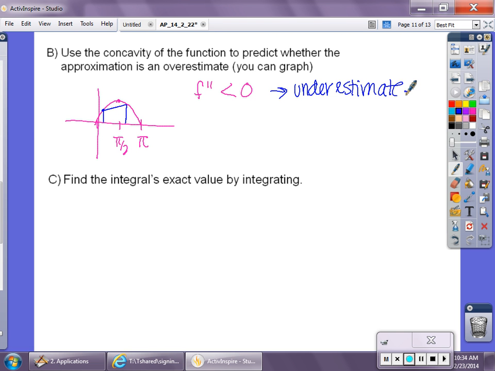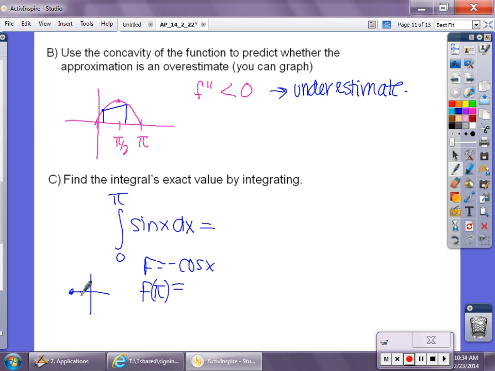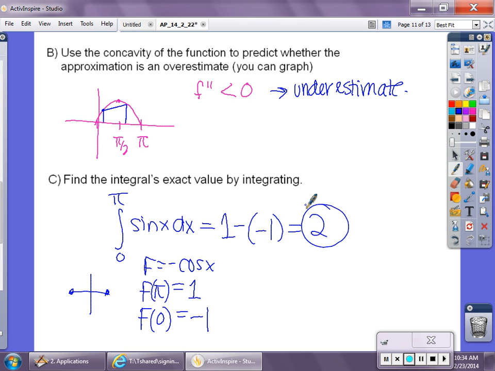So find the integral's exact value. That would be F, which would be negative cosine of x. F of pi, which would be over here: the cosine value is negative 1, so this becomes positive 1. F of 0, 0 would be here. That cosine value is 1, so that's negative 1. Therefore, you get 1 minus negative 1, which is 2. That's the exact value of the integral.